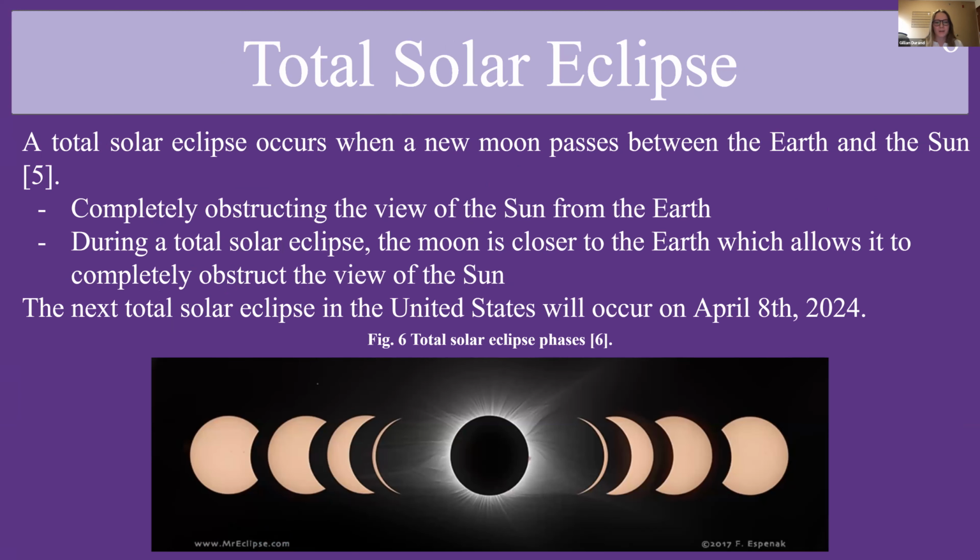Another type of solar eclipse we will be investigating is a total solar eclipse. Much like an annular eclipse, during a total solar eclipse, the moon passes between the Earth and the sun. However, during a total solar eclipse, the moon completely blocks the view of the sun because it is much closer to the Earth. We will be observing the 2024 total solar eclipse.